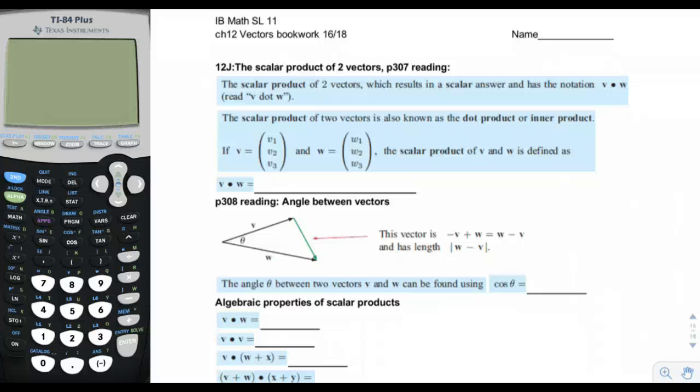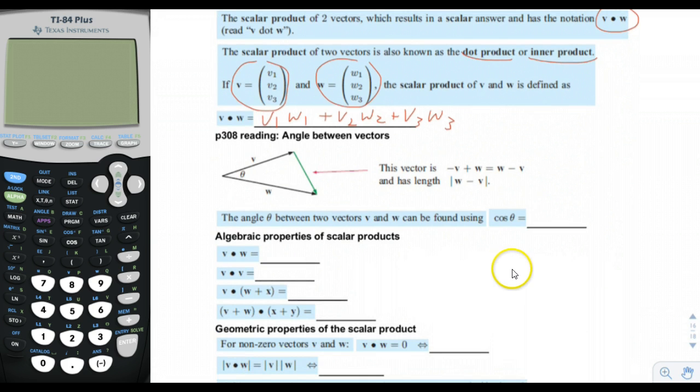Vectors, page 16. The scalar product of two vectors, which is written with a big dot in between the two. It's read v dot w. It's also called the dot product or inner product, depending on which course or book you're looking at. If you have two vectors expressed in component form like that, then the scalar product of vector v and vector w is v1w1 plus v2w2 plus v3w3.